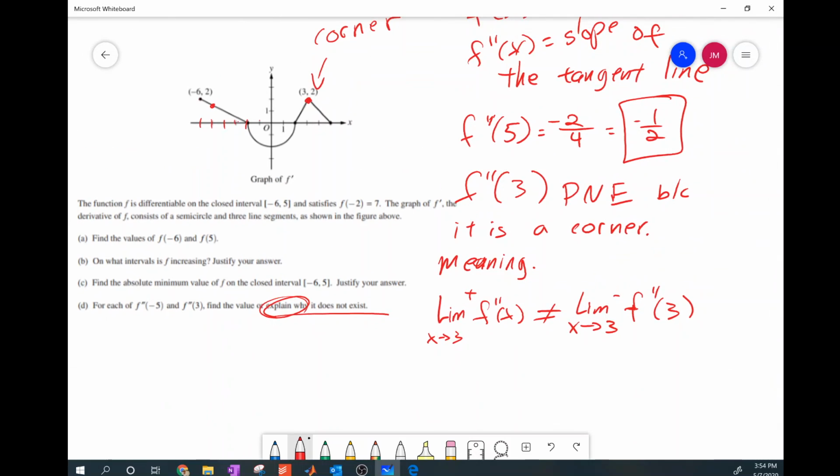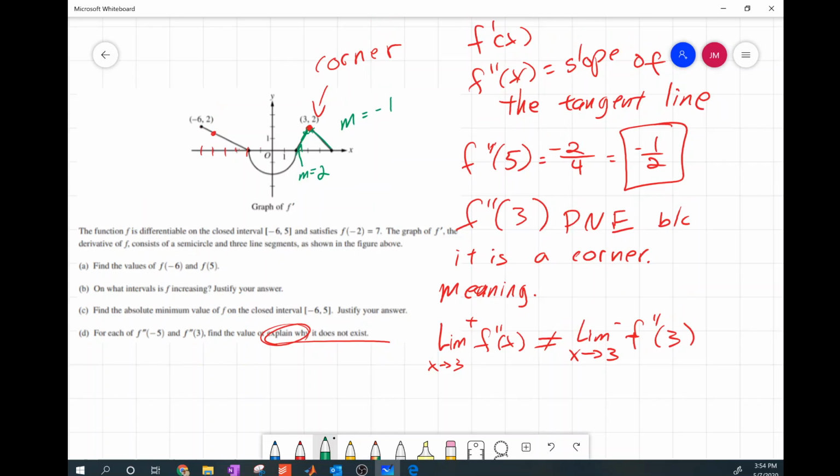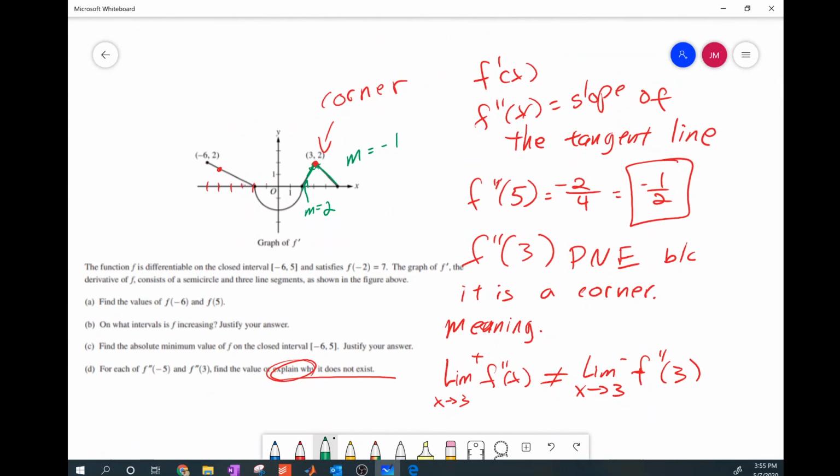If you wanted to check it, you can see over here we go up 2 over 1. So that's going to be a slope of 2. And here we go down 2 over 2. So that's going to be a slope of negative 1. And since our limits are not going to be the same here, we can tell that that's not going to work. So again, the limit as x approaches 3 from the right of f double prime of x does not equal the limit as x approaches 3 from the left of f double prime of x. And that's a good answer for question D.